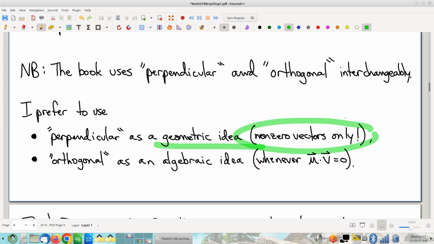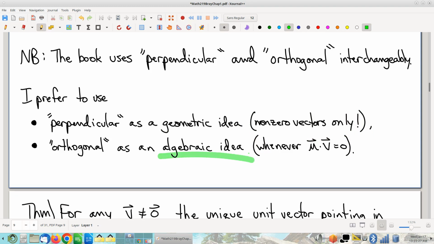Now, here is a closely related and yet importantly distinct concept, and that is what I'm going to call an algebraic idea, namely when the dot product is equal to 0. Now, the dot product is an algebraically defined thing. Dot product is an intrinsically algebraic thing. When it's equal to 0 is of algebraic interest, you might say.